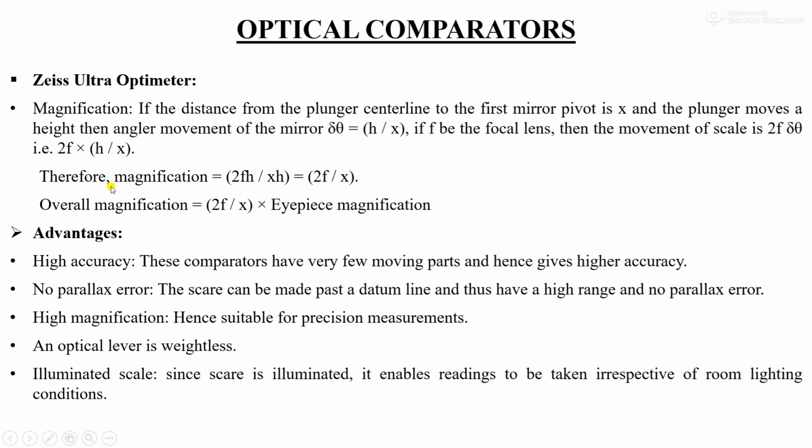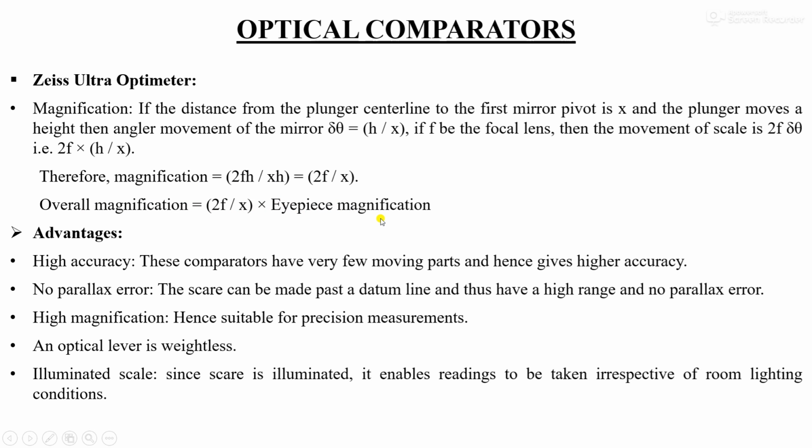And if you want to find out the total magnification, we multiply the magnification 2f by x with the eyepiece magnification. So this is the basic equation for finding the total magnification of the Zeiss ultra optimeter. Total magnification is equal to 2f by x into the eyepiece magnification.